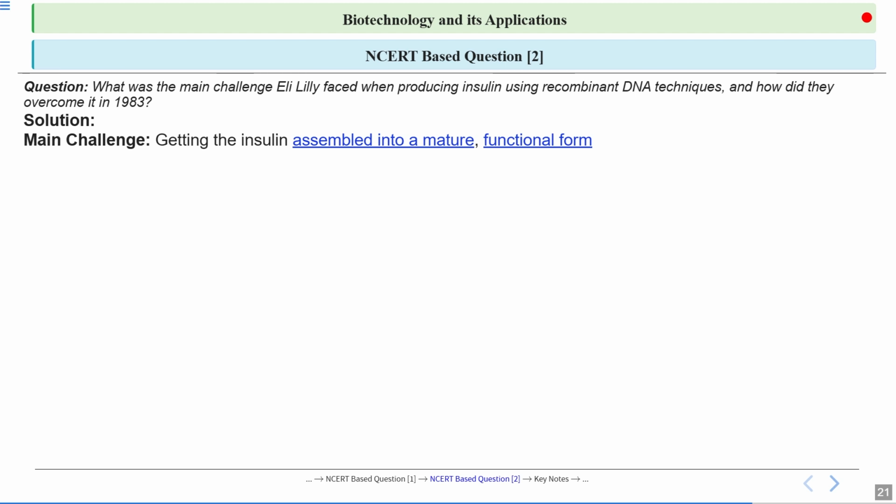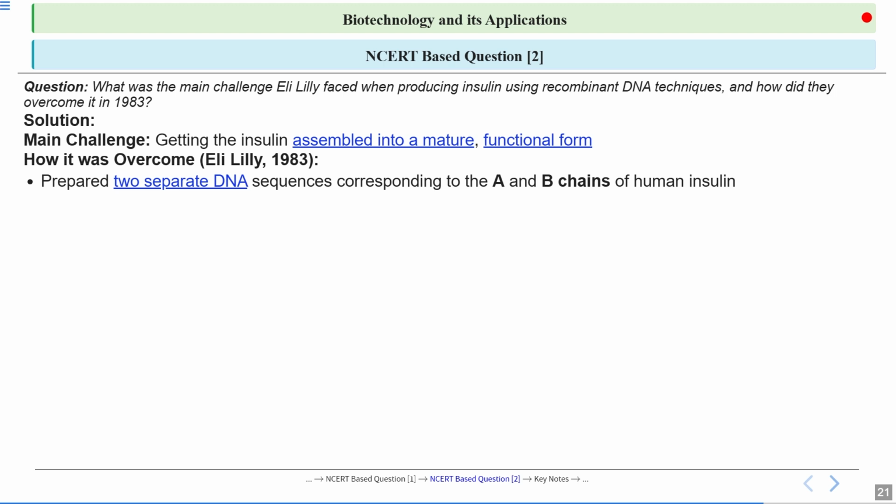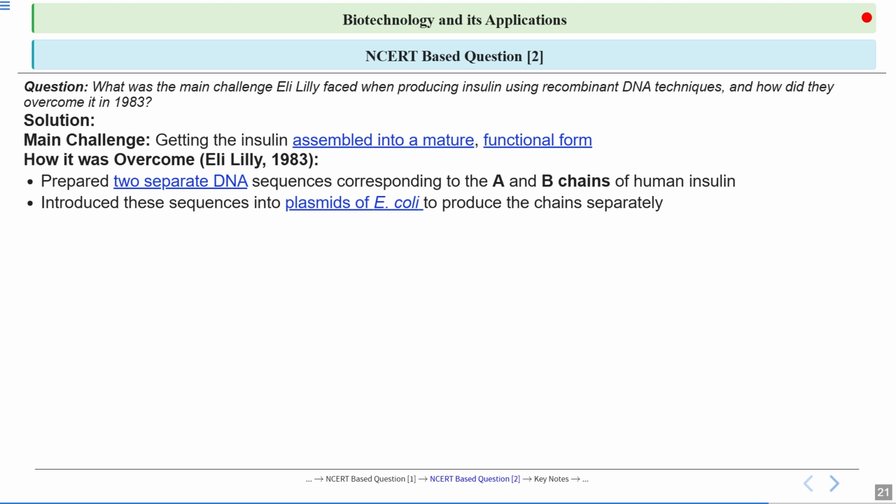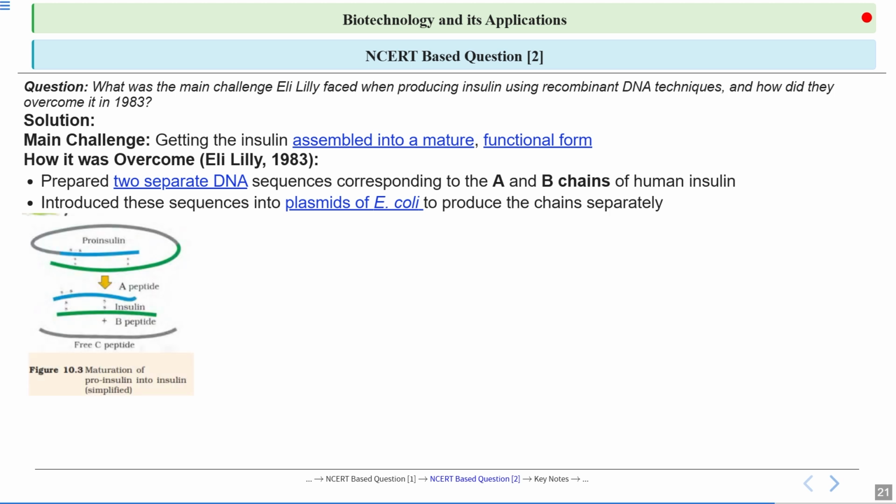The main challenge was getting the insulin assembled into a mature form, that is, the functional form. How did they overcome it? They prepared two separate DNA sequences corresponding to chain A and chain B of human insulin, and introduced these sequences into plasmids of E. coli to produce the chains separately. As we know, the problem they faced was how to assemble this insulin into a functional form.